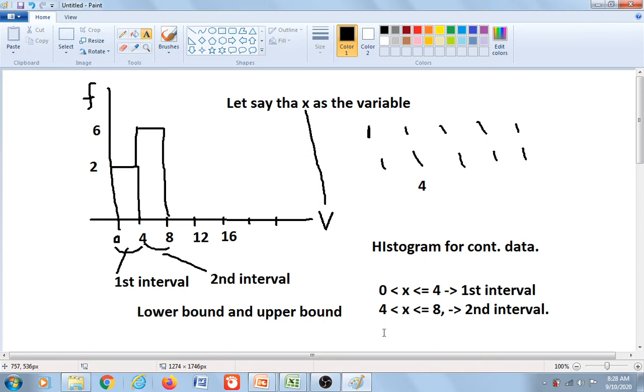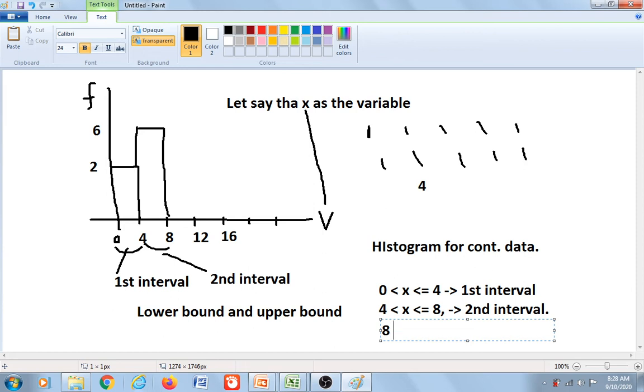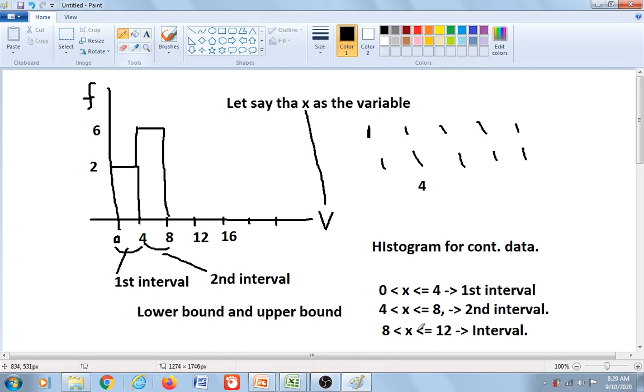Okay? And the notation for your third interval will be 0 less than x and x less than or equal to 12. It is your third interval. So by doing this, it will be clear which interval a number belongs to. There will not be a number or an observation that will belong to more than one interval. So this is very important. You need to remember this.